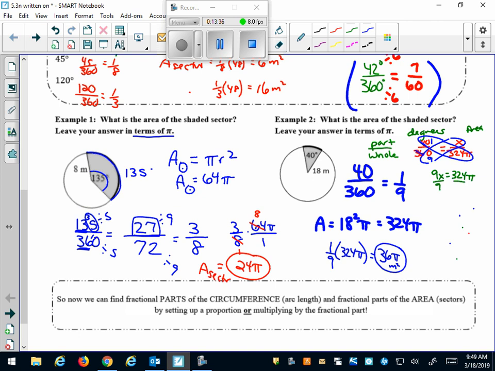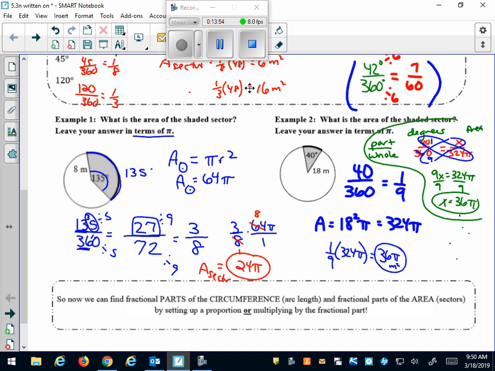And then divide both sides by 9, and you'll get x equals 36 pi. So that's another way to do it. If you like thinking about things as proportions, part over whole equals part over whole, then you can think of it that way as well.